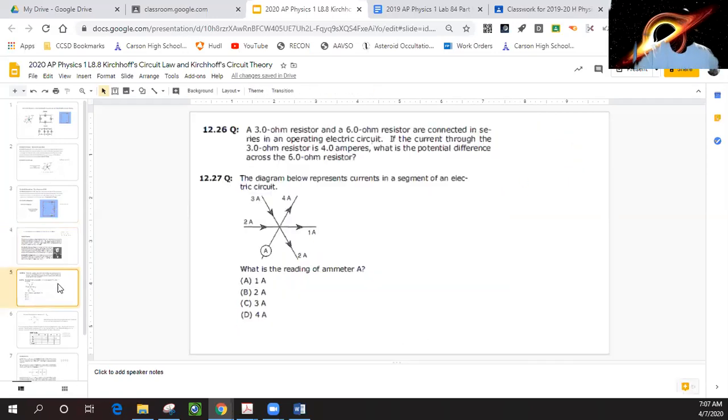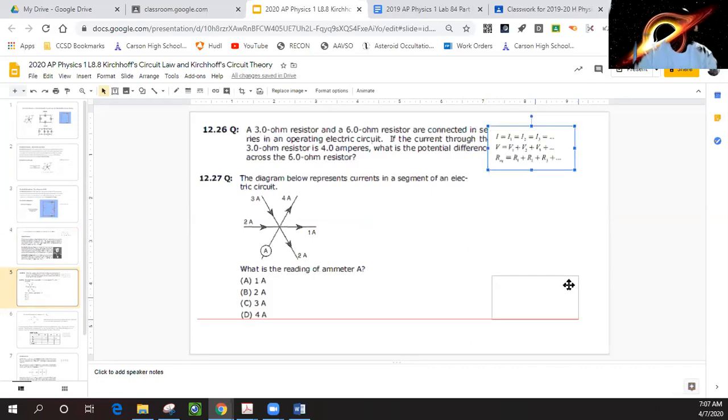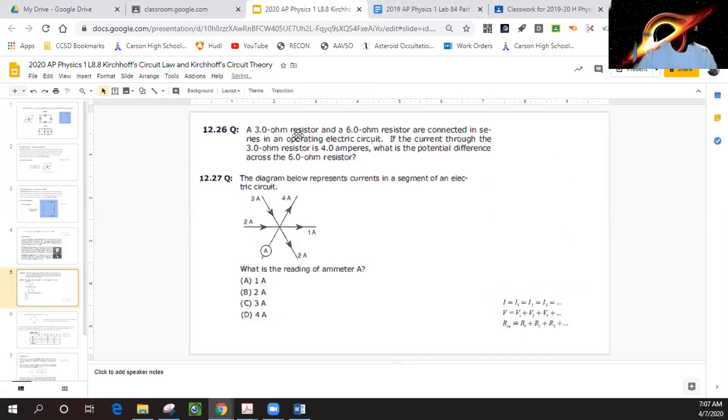So let's take a look at a problem here. Let me go ahead and do V here, and let's put this down at the bottom in case we need to use it. Let's take a look at 12.26. A 3 ohm resistor and a 6 ohm resistor are connected in series in an operating circuit. If the current through the 3 ohm resistor is 4 amps, what's the potential difference across the 6 ohm resistor? In order to do this, we should draw a resistor here, and a resistor here like so. Maybe we'll call this resistor 1 and this resistor 2.